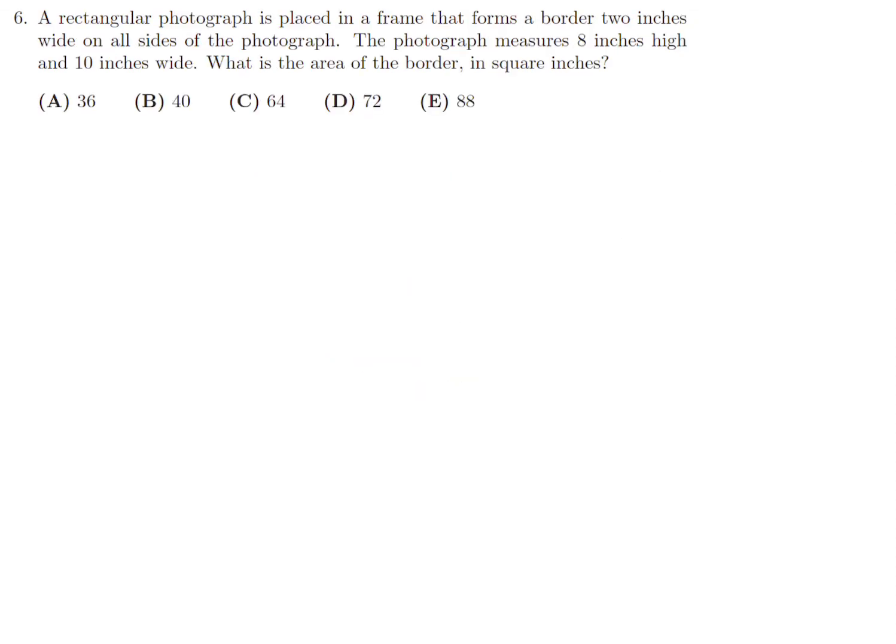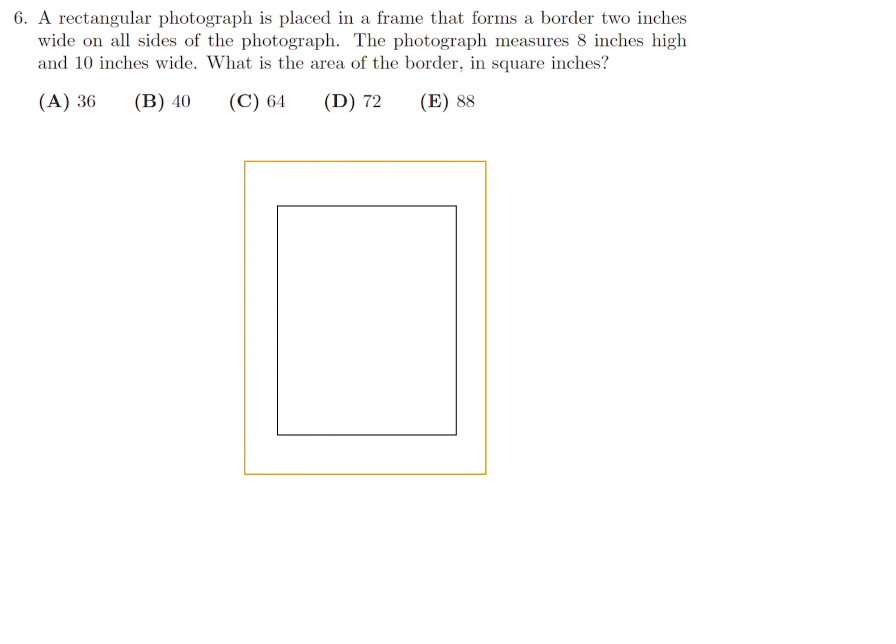A rectangular photograph is placed in a frame that forms a border 2 inches wide on all sides of the photograph. The photograph measures 8 by 10. What is the area of the border in square inches? So we have some sort of a frame, 8 by 10, right? Something like this. And then there's a frame that they have put that is about 2 inches on each side. So something like that, right? It should be drawn to scale, but you get the idea.